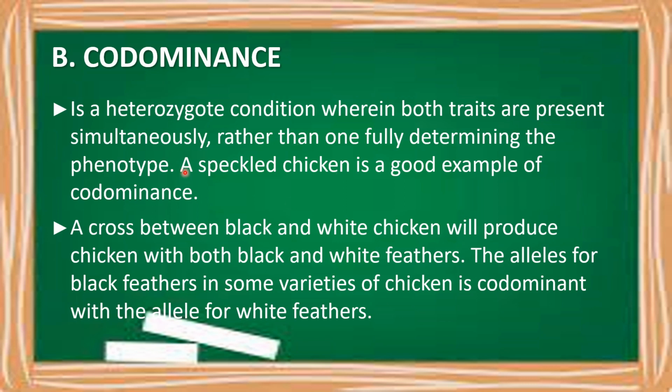So in codominance, sa Bisaya pa, ang trait sa both parents kay makita jud siya sa iyang offspring. Both traits sa parents kay visible sa trait sa iyang offspring. So a good example is the speckled chicken, wherein ang gi-crossbreed na black ug white na chicken, magproduce siya og chicken nga naay black ug white na feathers. So na-combine ang black ug white na traits sa iyahang parents.